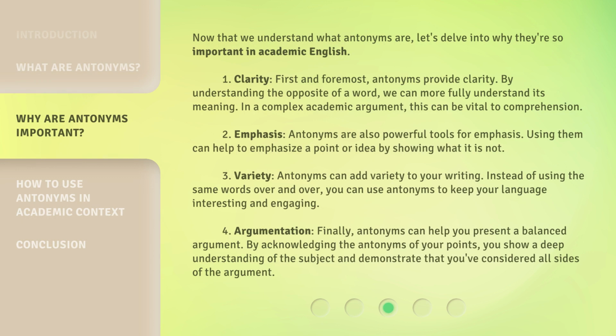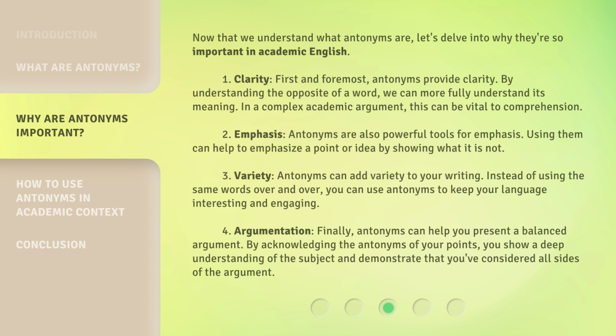Now that we understand what antonyms are, let's delve into why they're so important in academic English. 1. Clarity. First and foremost, antonyms provide clarity. By understanding the opposite of a word, we can more fully understand its meaning. In a complex academic argument, this can be vital to comprehension.